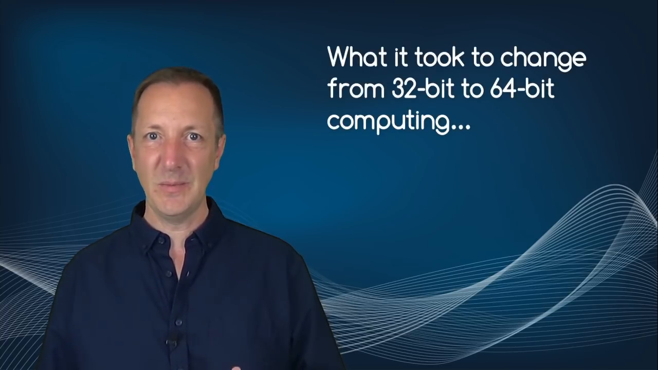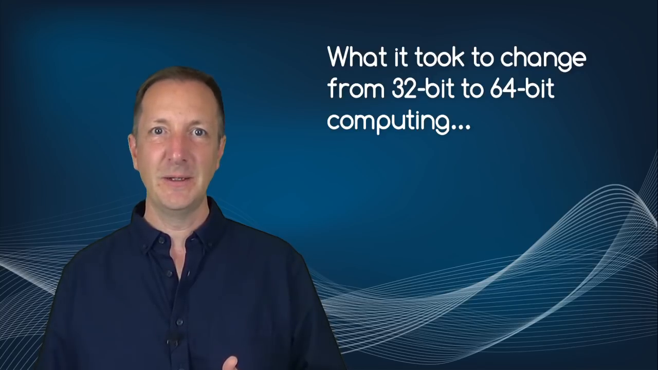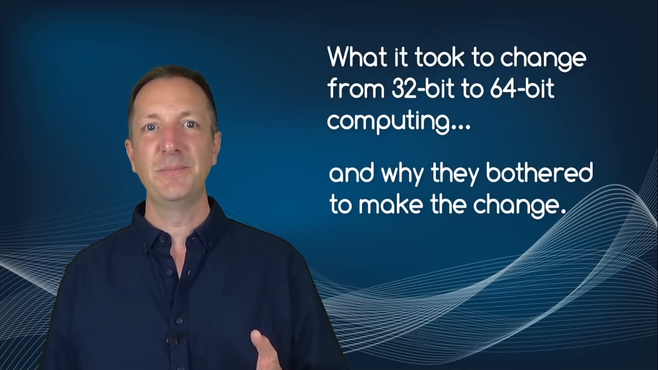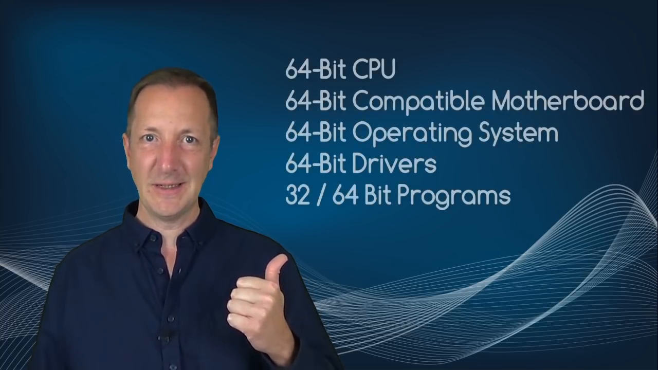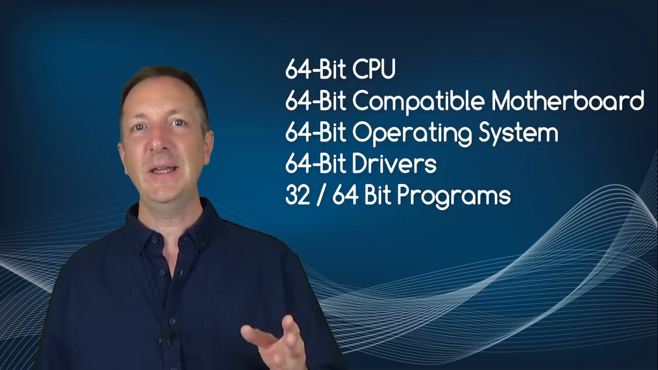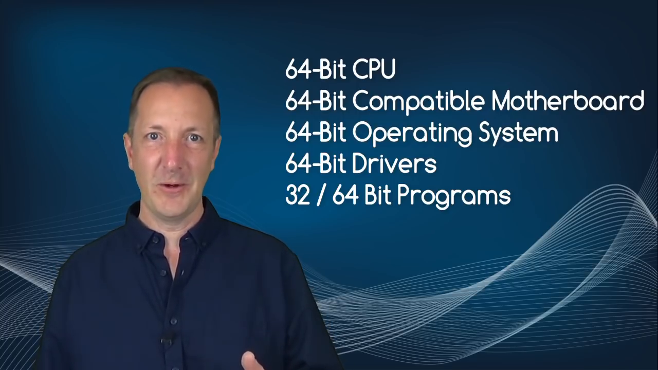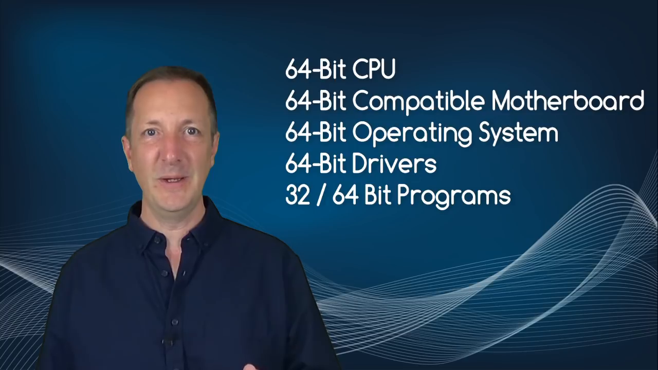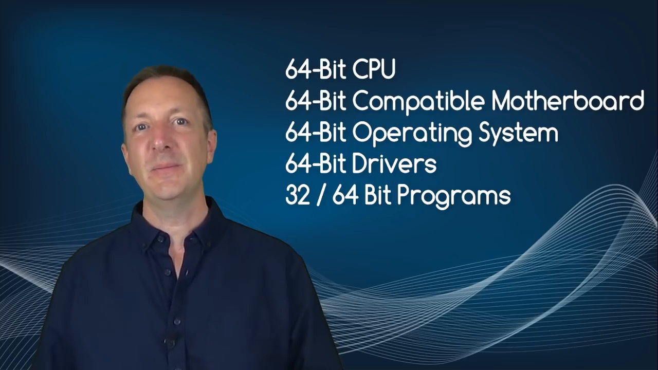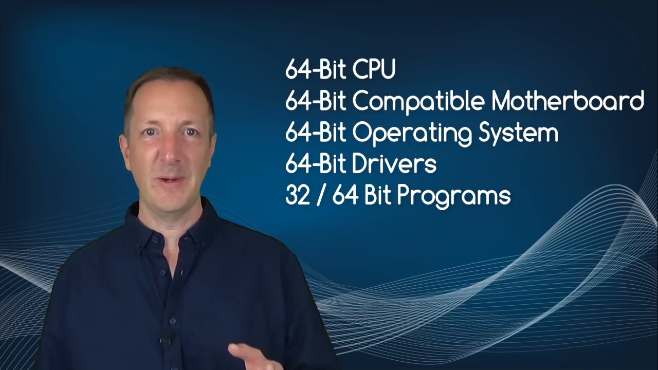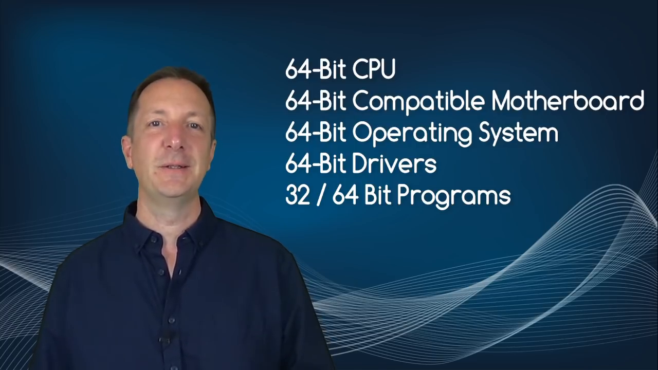To get a broader picture of all of this, let's look at what it took to change from 32-bit to 64-bit computing and why they bothered to make the change. To have a 64-bit computer, you need all of these things listed here. By the way, nearly all 32-bit programs will work on a 64-bit computer. So as you can imagine, many hardware and software manufacturers had to invest a lot of time and money to produce these computers. So why did they bother?